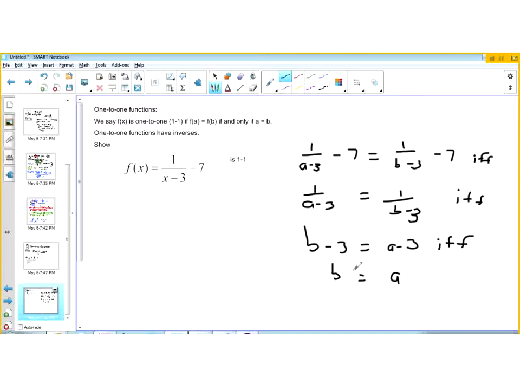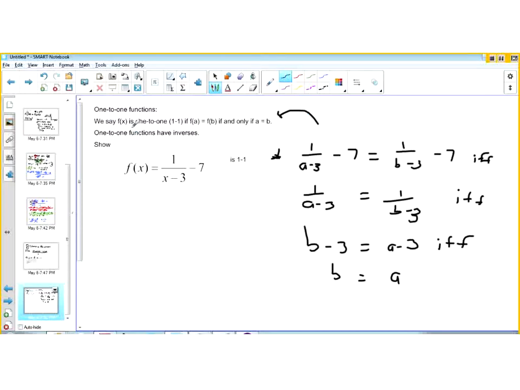Okay? So if b is equal to a, then we can backtrack going in the opposite direction of this chain of reasoning and get that we have this relationship. And this relationship matches the requirements for 1-to-1. All right, so let's do another example.